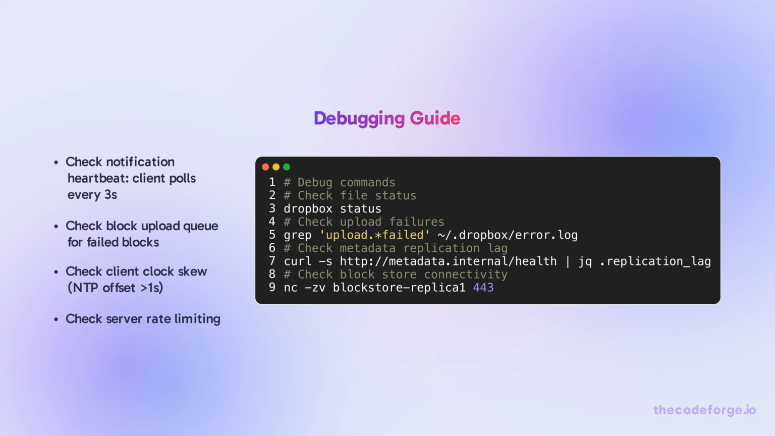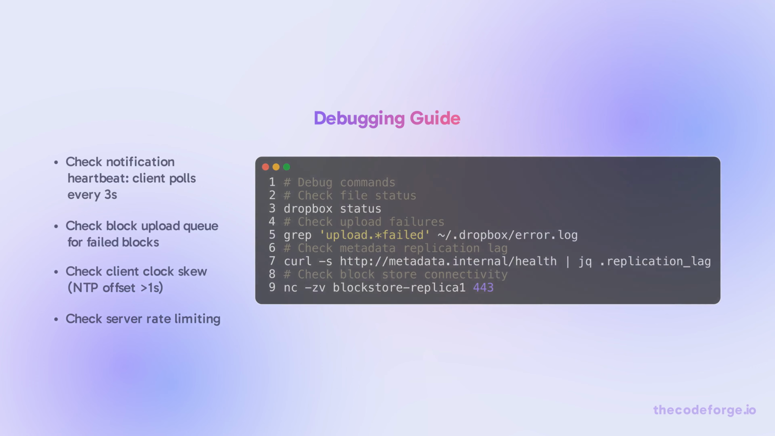Here are common debug commands. Use Dropbox status to check file status. Grep the error log for upload failures. Check metadata replication lag with curl. Test block store connectivity with netcat. These commands help diagnose sync issues.